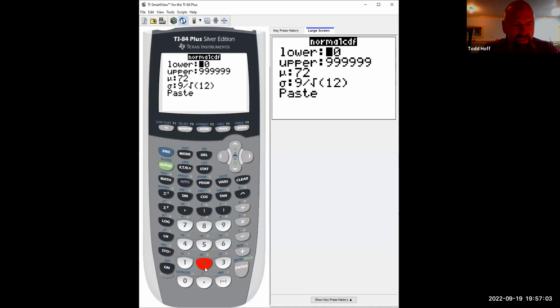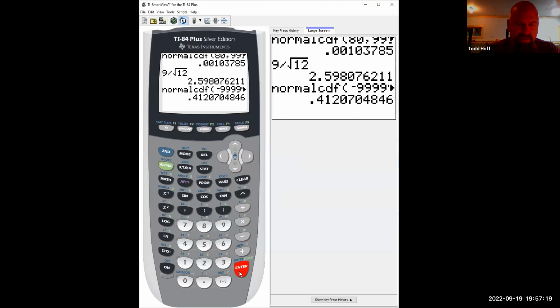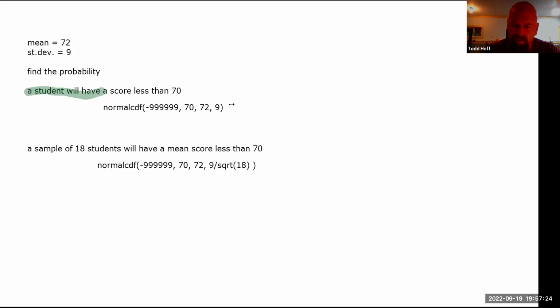Second distribution, normal CDF, going from negative infinity to 70 for a mean of 72, standard deviation of 9. We get 0.4121. So about a 41% chance that a student will score that low. Now for this group of 18 students, since this is away from the mean, we're expecting it to be a significantly lower probability again.